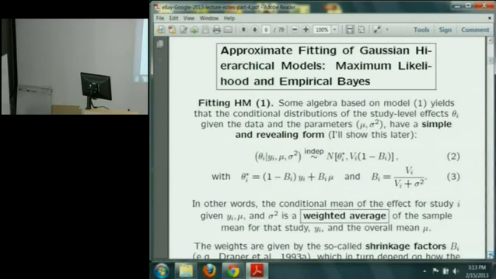At the other extreme, suppose that sigma squared was really big. There was a lot of between study heterogeneity. Then the b i's would be close to 0, and we give almost no weight to the overall mean, and we give almost all the weight to the mean in that study. That, again, makes very good sense.